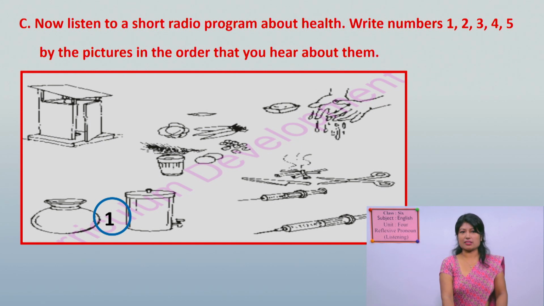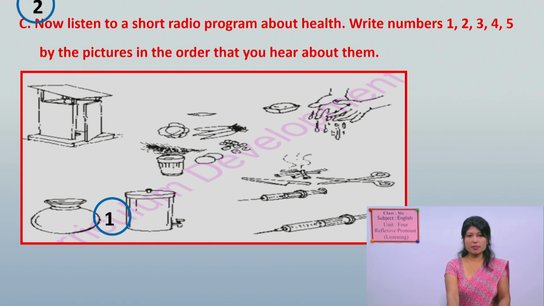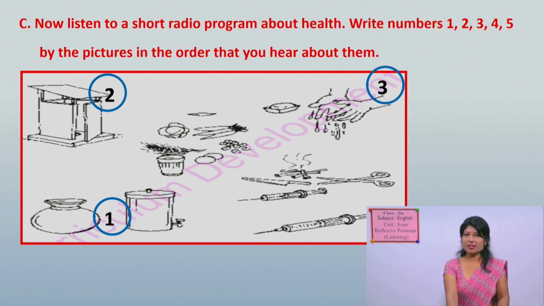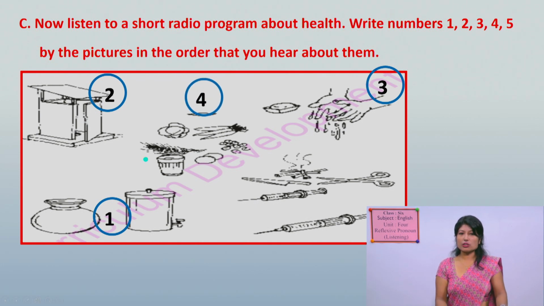Then what about second? What was the second thing discussed? Yes, the discussion was about toilet. Okay, and then third was about washing hands. So did you make the same order? Must be, right? And then fourth one was about wholesome food, including all kinds of vitamins and minerals, right?